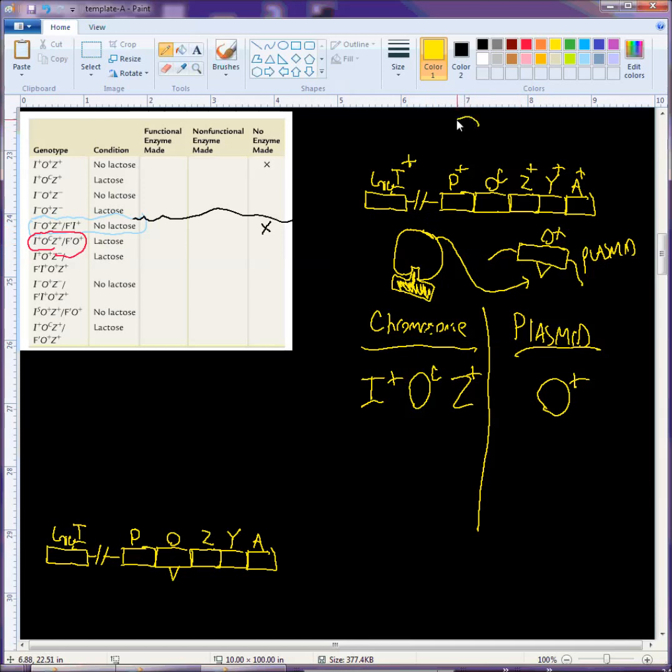Why? Because RNA polymerase is going to bind to the promoter, and it's going to transcribe all of the structural genes, whether or not lactose is in the cell, because we have the OC mutation here. So the repressor cannot bind whether lactose is there or not. Okay, so this means we are going to have functional enzyme made for this one.